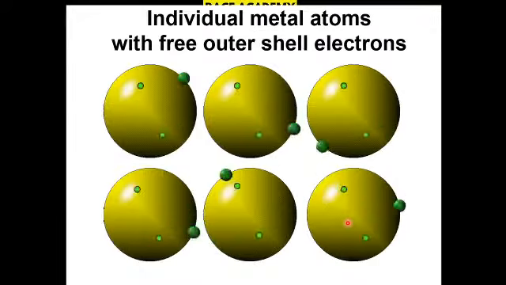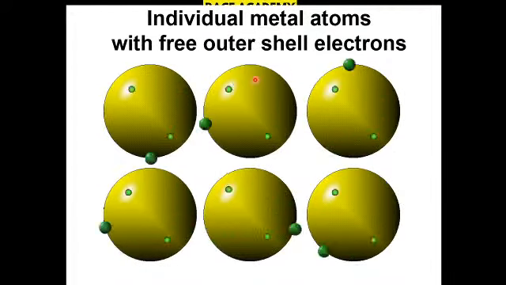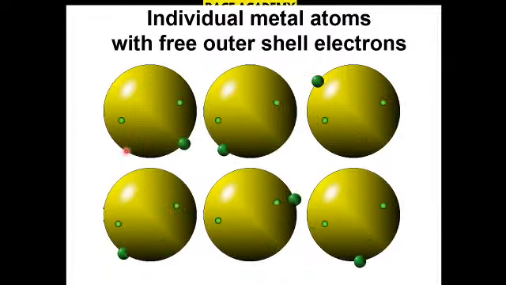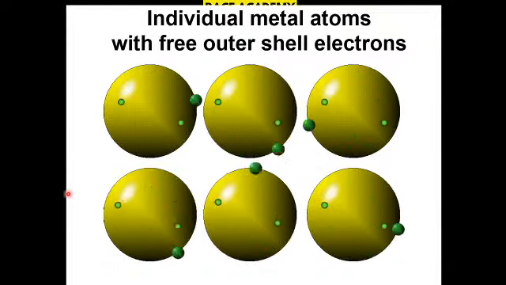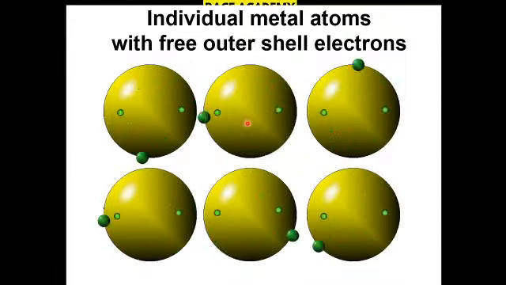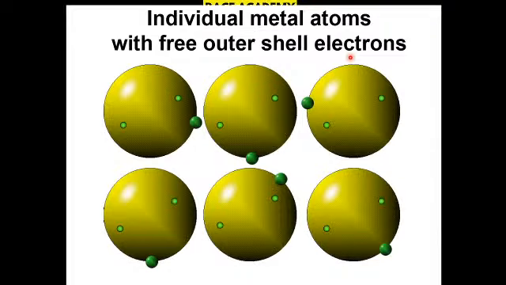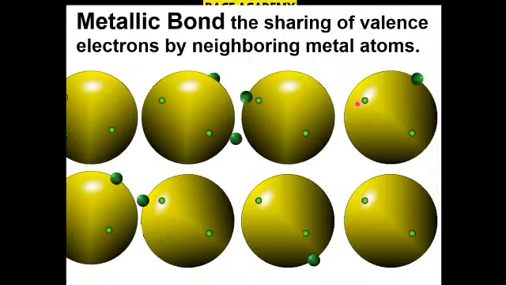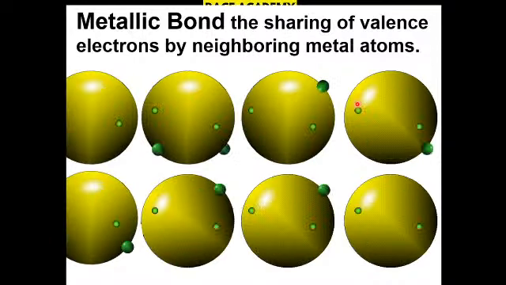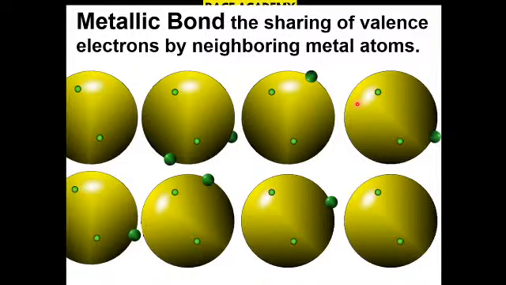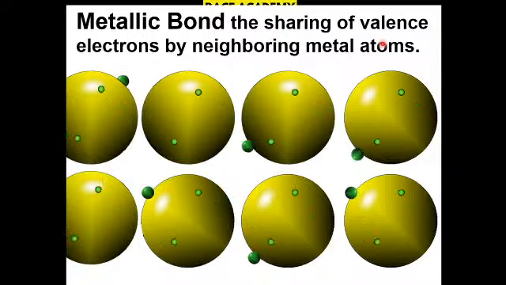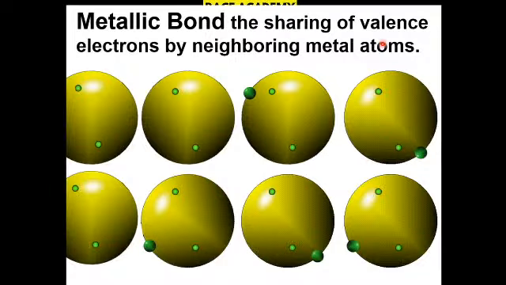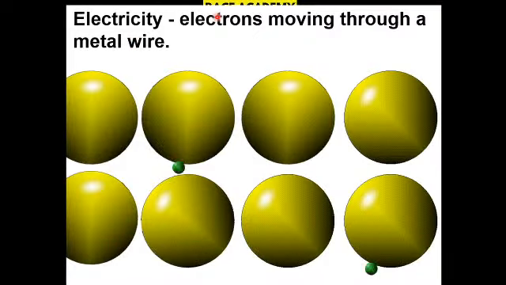Let us see the individual metal atoms with free outer shell electrons. The green coloration here shows individual metal atoms with free outer shell electrons, so free electrons are moving around the atoms. At this juncture we can understand one important word, that is metallic bond. The sharing of valence electrons by neighboring metal atoms causes this peculiar chemical bond called the metallic bond. Let us see electricity. How can electricity be understood in atomic theories? These electrons move through a metal wire, and that movement of electrons we call electricity.